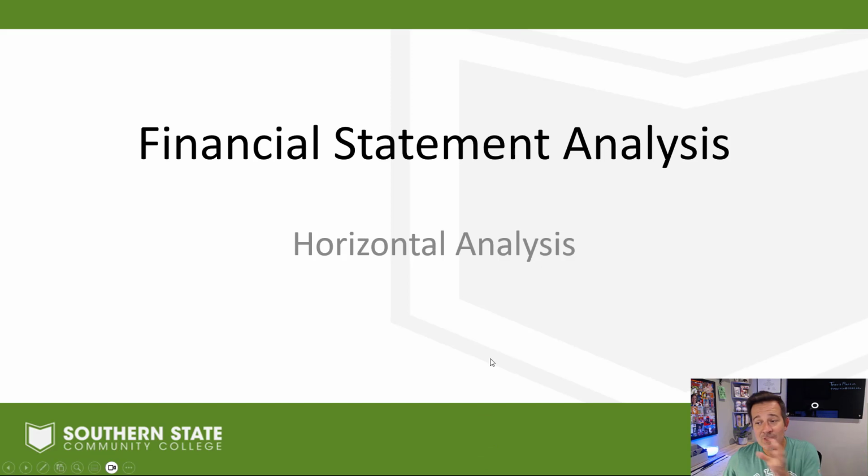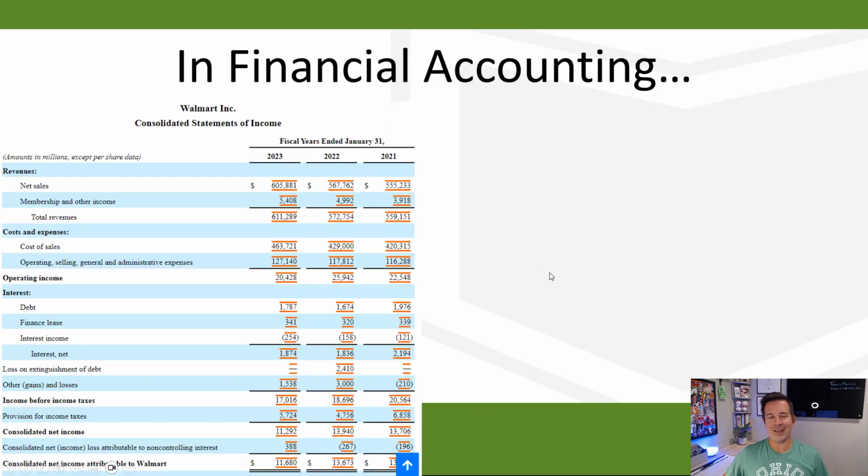So at this point in your life as a student, you probably already had financial accounting. And in financial accounting, you hopefully recall we spent a lot of time recording transactions and compiling them into financial statements. One of the financial statements we made was called the income statement. And you can see here we have Wal-Mart and their income statement. If you remember back to your financial accounting days, our income statement shows revenue minus expenses equals net income.